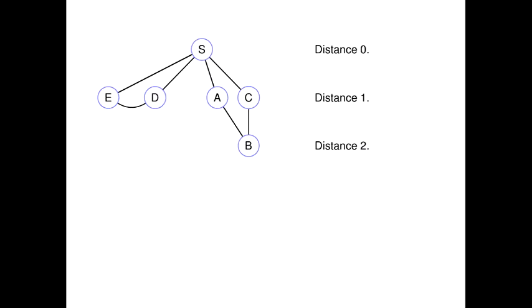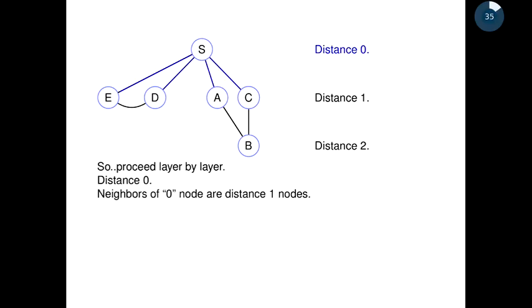You can see it again. There's the distance 0 vertices, which is S, the distance from S to S. Here's the distance 1 vertices, the distance from S to all of its neighbors is distance 1. And the distance 2 vertex here is anybody who has a neighbor at distance 1. Okay? So this is this recursive definition of distance. So we proceed layer by layer. And that's how I discussed it, right?